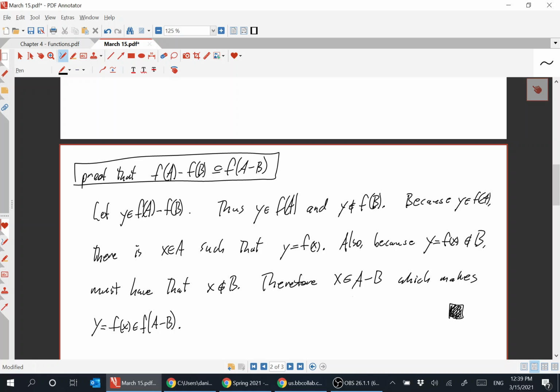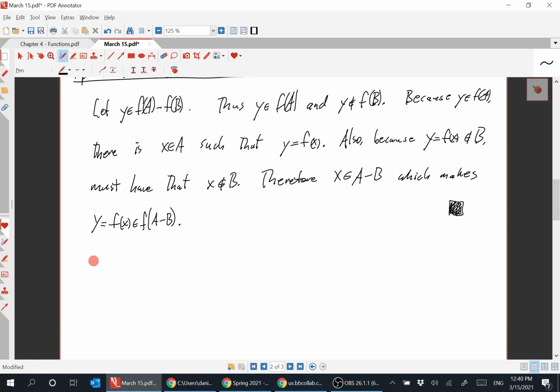So very similar to that proof about intersections, although it's the other way. It's the opposite relationship that's true. When it was just plain intersection, the intersection on the inside of the function was a subset of the intersection on the outside of the function. Here, with set subtraction, the subtraction is on the outside when it's contained in that containment relation. Pretty neat.